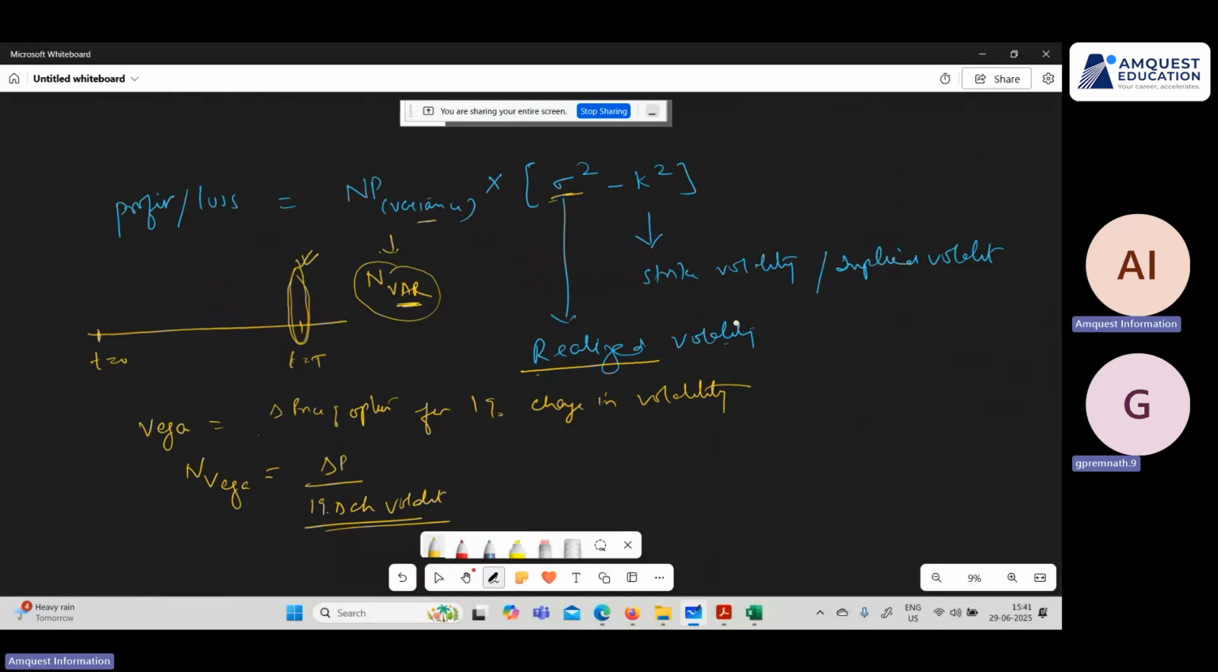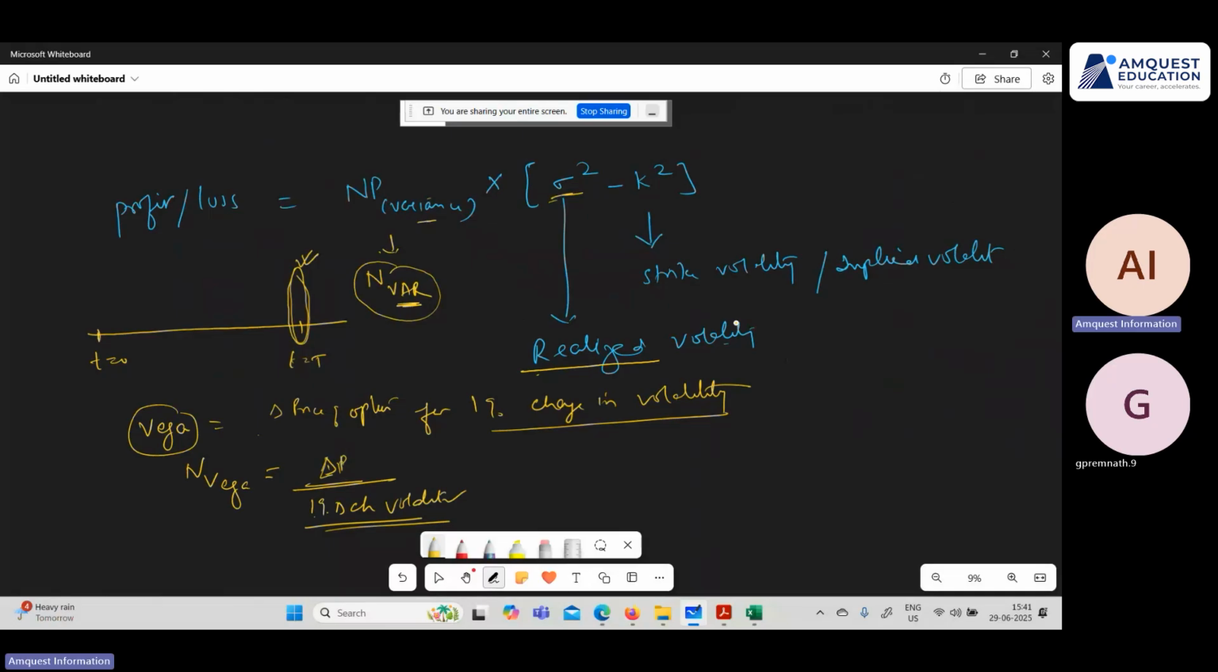N Vega is equal to the change in option price divided by a 1% change in volatility. What is N Vega? Vega, basically Vega only. Now let's try to understand what a 1% change in volatility is.